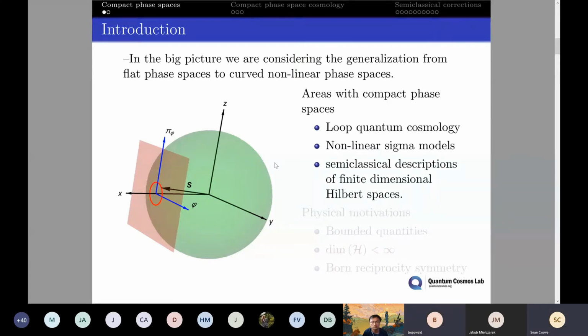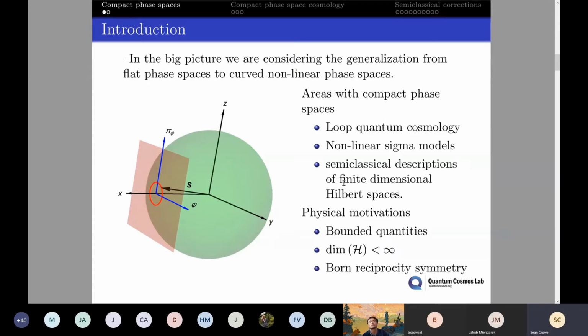We're also motivated by the fact that semiclassical descriptions of finite dimensional Hilbert spaces correspond to compact phase spaces. This is an interesting point because many systems might have an infinite dimensional Hilbert space, but this might be an approximation to some finite, large dimensional Hilbert space system. So this is a big motivating factor.